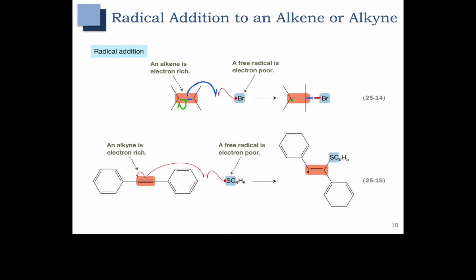In this case, we have a sulfur radical reacting with a pi bond. So that sulfur radical becomes half of the carbon-sulfur bond. The other half of the carbon-sulfur bond comes from an electron from the pi bond. That other electron in that pi bond becomes that radical on the carbon there.